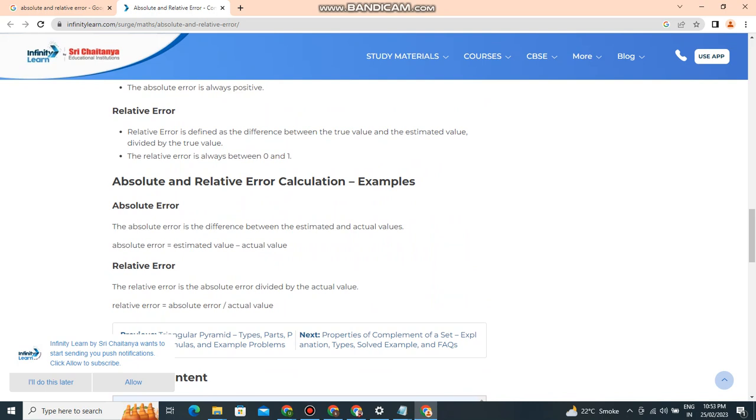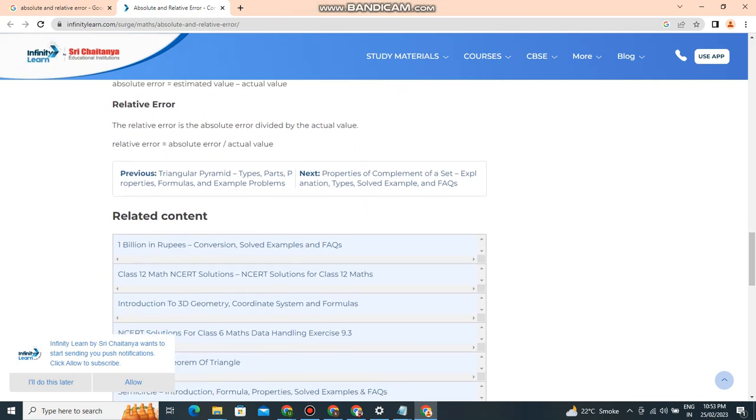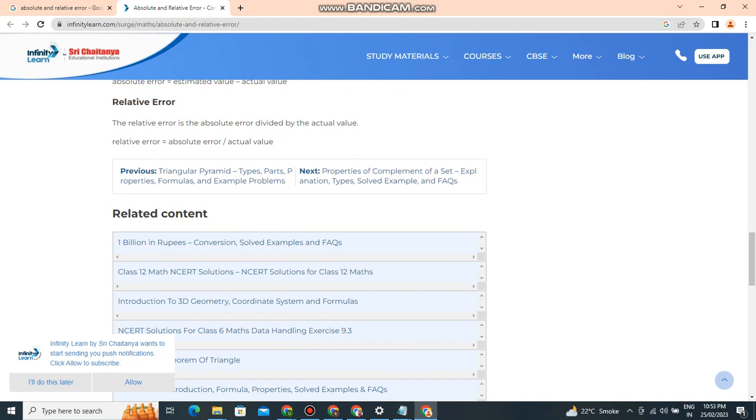Absolute and relative error calculation. Example: absolute error. The absolute error is the difference between the estimated and actual values. Absolute error is equal to estimated value minus actual value. Relative error: the relative error is the absolute error divided by the actual value. Relative error is equal to absolute error divided by actual value.